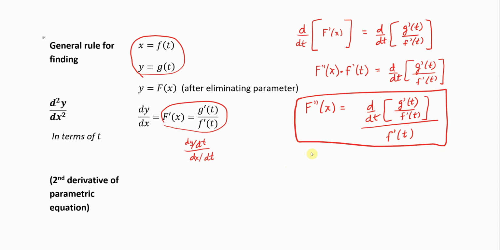Another way we can say this is f double prime of x. Well, that's just the second derivative of y, or d squared y dx squared, is equal to the derivative with respect to t. Now, I could leave this the same way, or I can say it's g prime over f prime, so that's just another way of saying dy dx. And all of this over f prime, which is another way of saying dx dt.